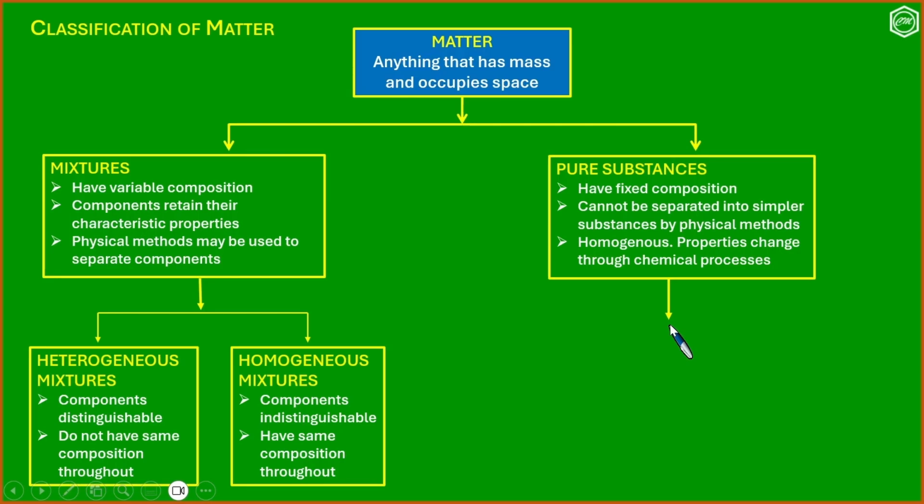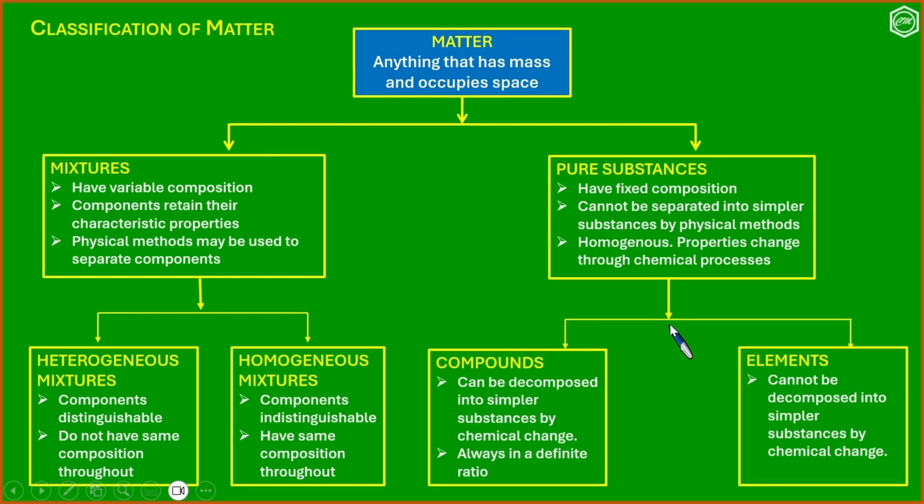Pure substances can be classified into compounds and elements. Compounds can be decomposed into simpler substances by chemical change, always in a definite ratio. Elements cannot be decomposed into simpler substances by chemical change. Mixtures and pure substances can be interconverted by physical change, but compounds and elements are converted by chemical change.